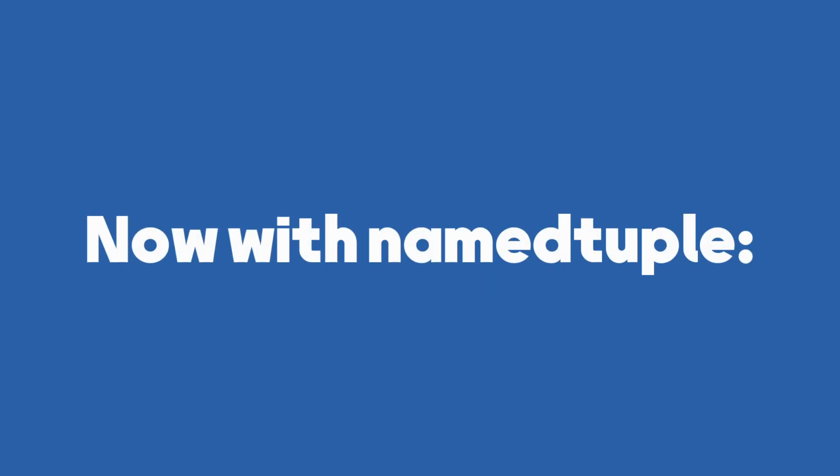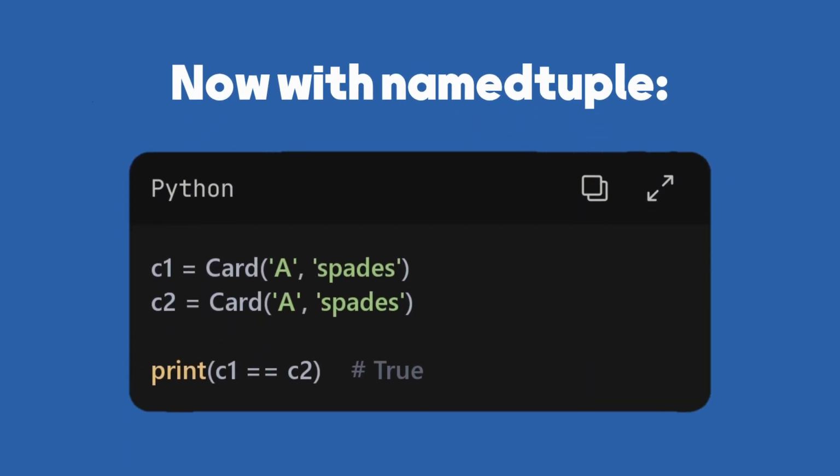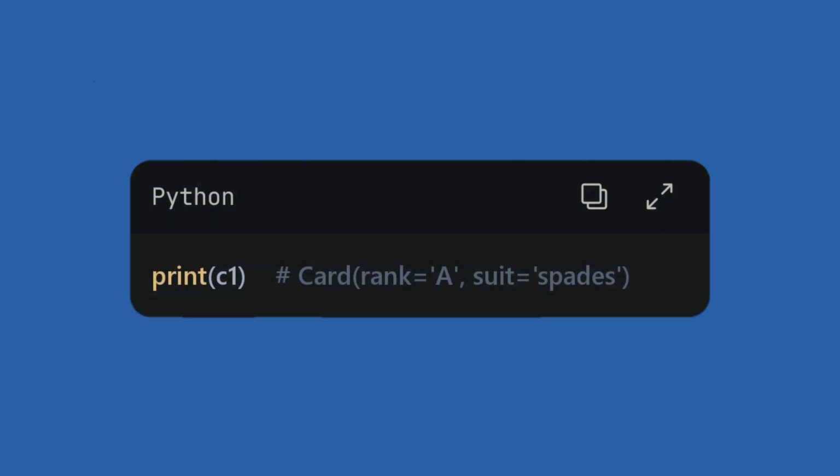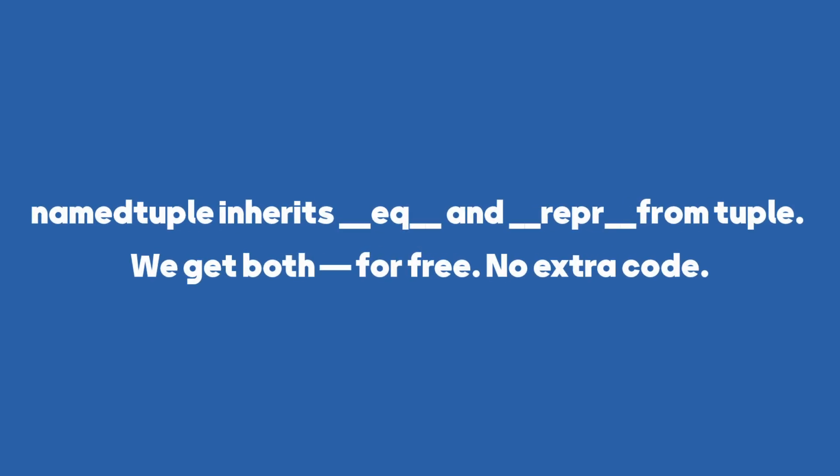Now with namedtuple. The print is True because namedtuple compares by value, not by memory addresses. And it prints cleanly too. Namedtuple inherits __eq__ and __repr__ from tuple. We get both for free, no extra cost.